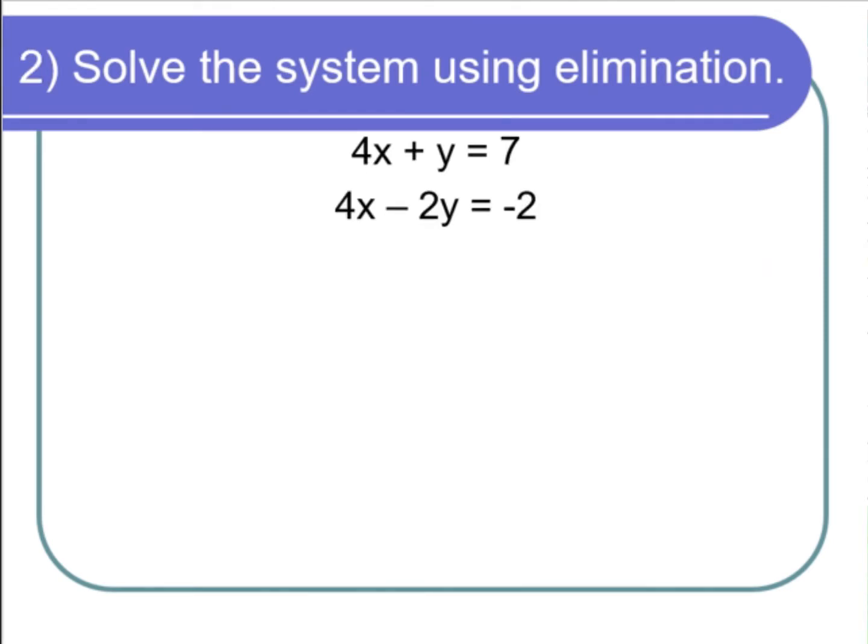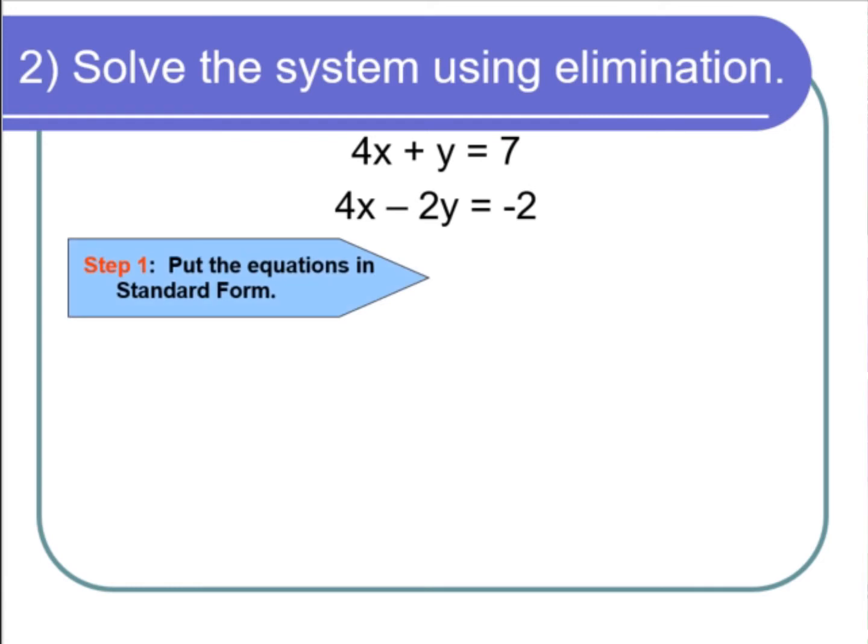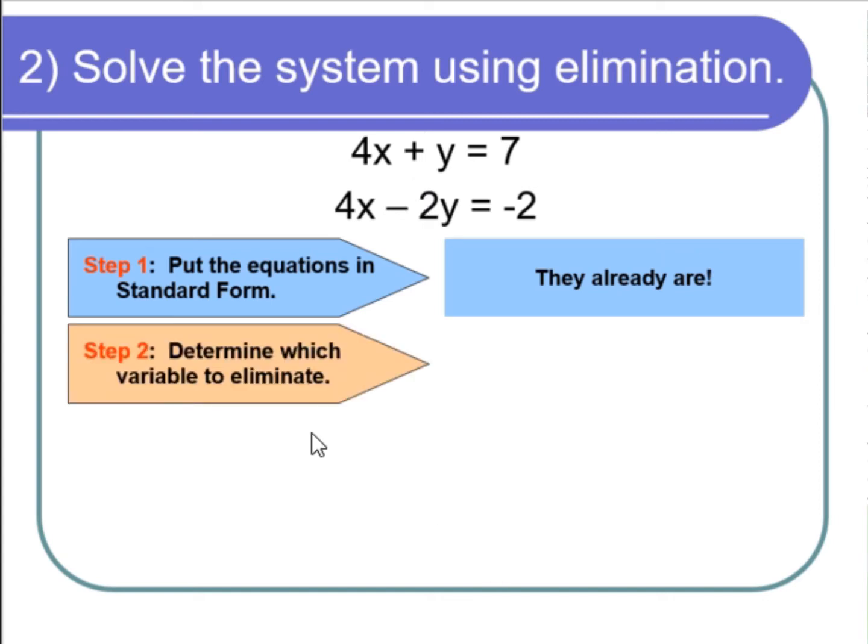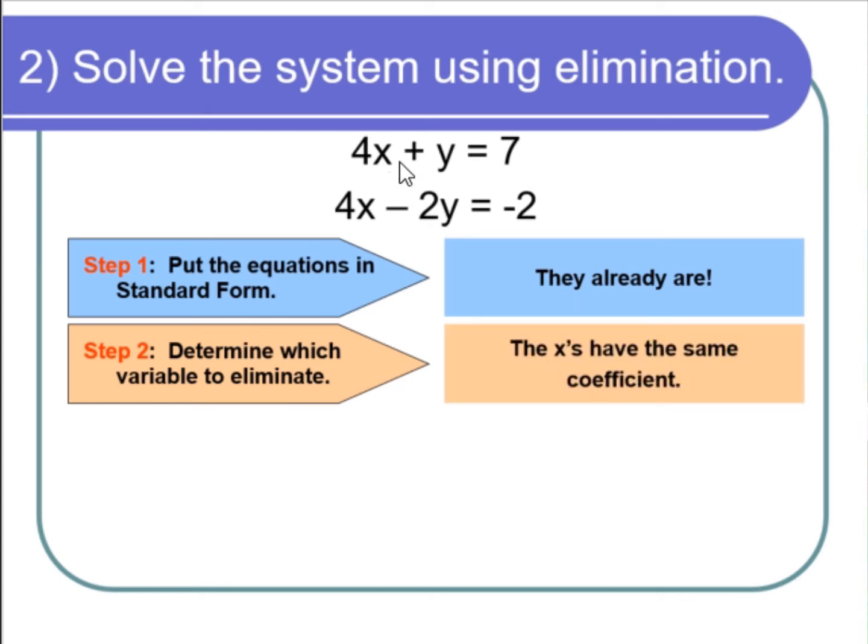So we now have the second example in solving a system of linear equations using elimination. The first equation is 4x plus y is equal to 7, and the second equation is 4x minus 2y is equal to negative 2. The first step, we put the equations in standard form, and they are already in standard form. The second step is to determine which variable we should eliminate. The x's have the same coefficient, which is positive 4.